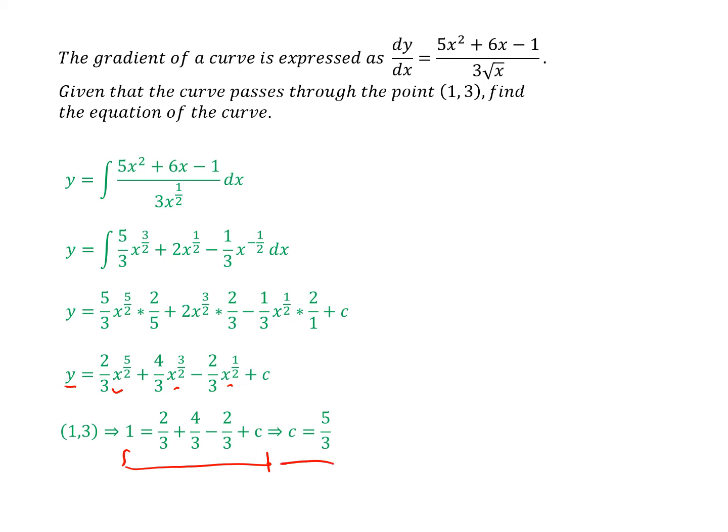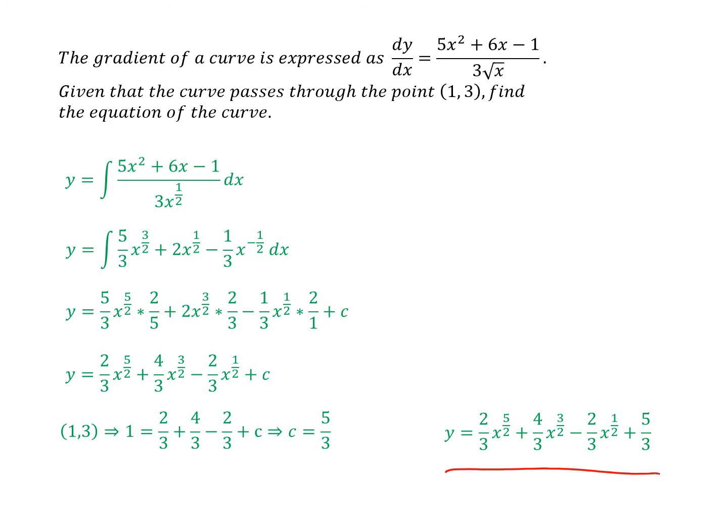So we're now in a position to write down the answer to the question, which is here in all its glory. y equals 2/3 x to the 5 over 2, 4/3 x to the 3 over 2, minus 2/3 x to the half, plus 5/3. So that's the answer to the question. And here's a little diagram of the curve showing you what it looks like and showing you that it goes through the point 1, 3 as in the question.